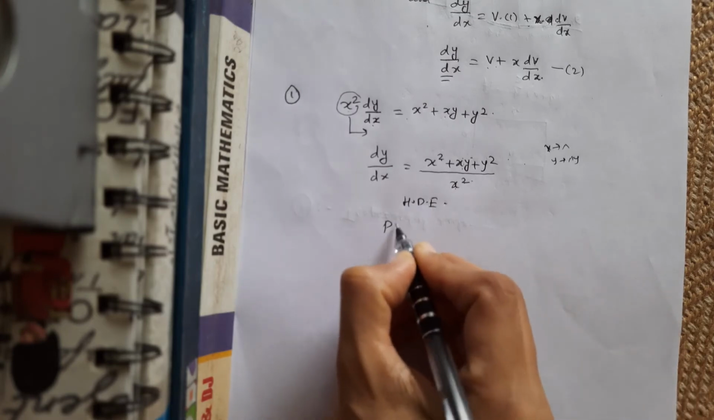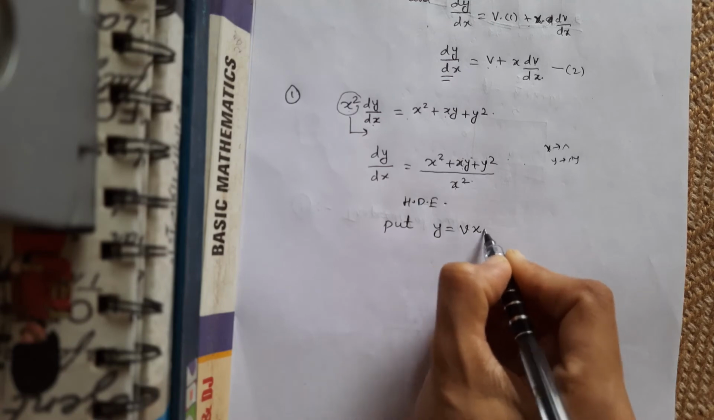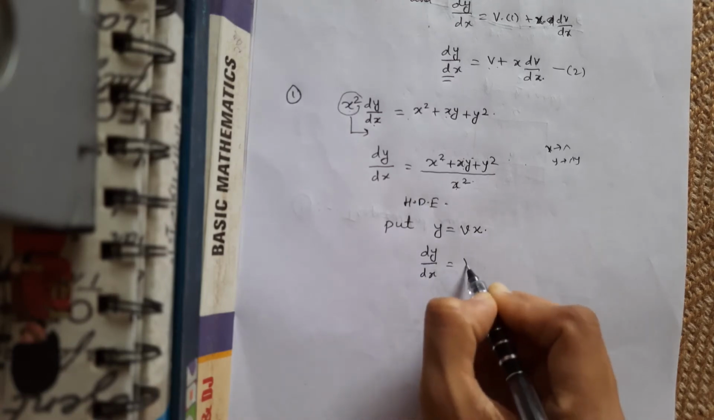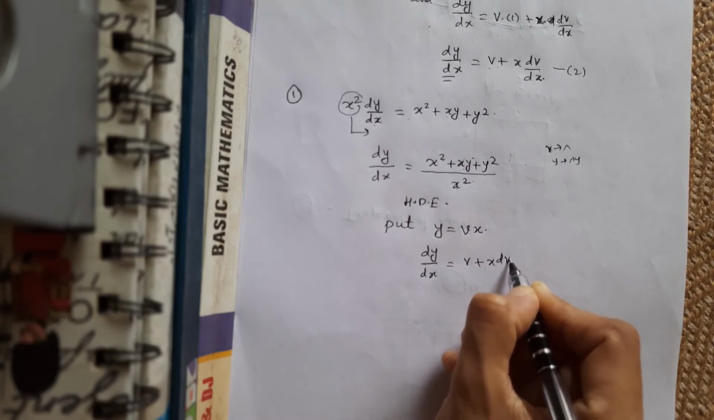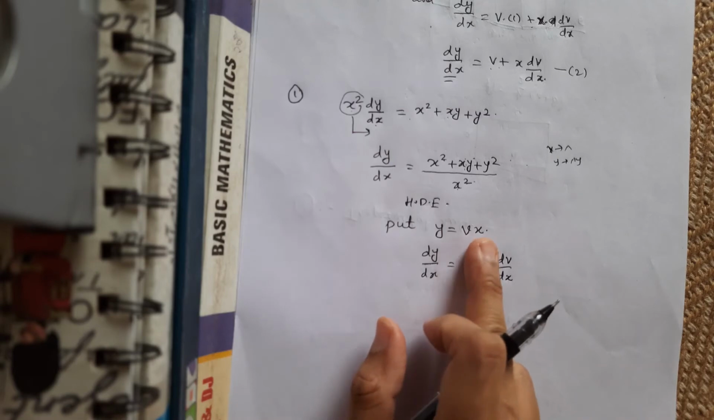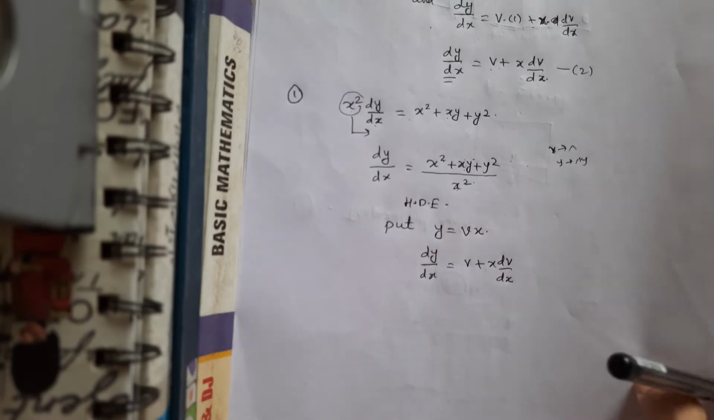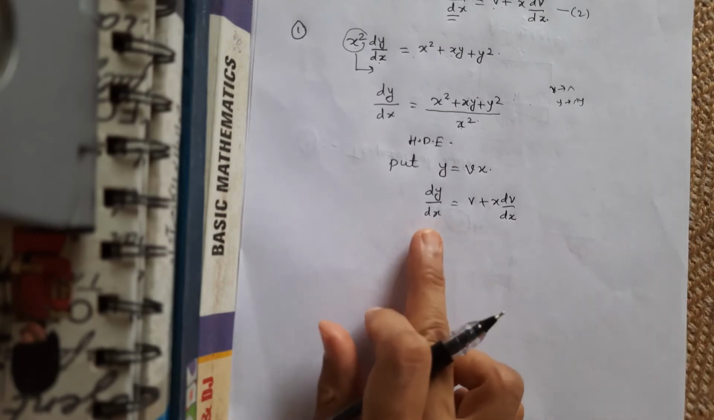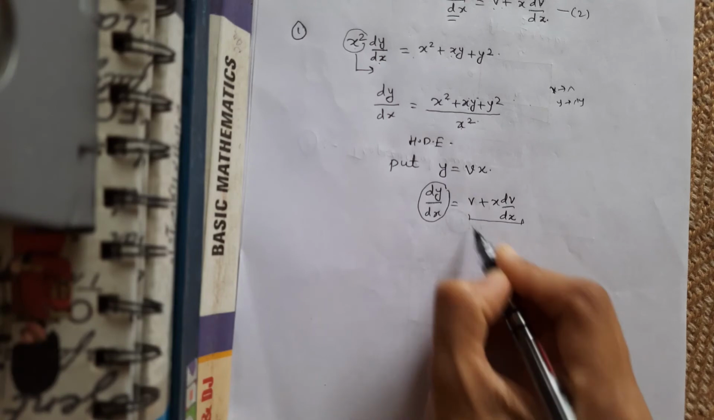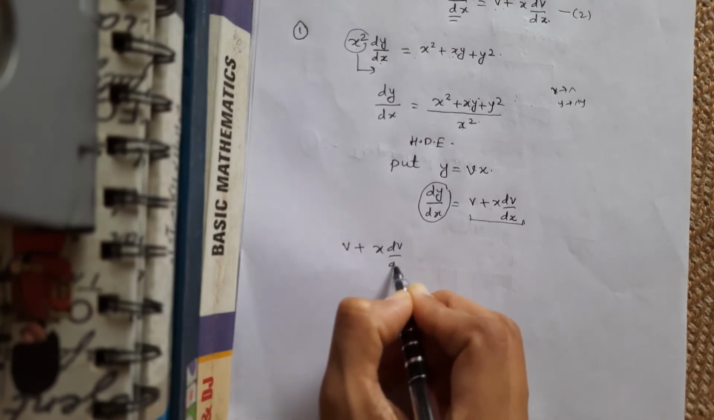Now once I identify that this is a homogeneous differential equation, I start the solution. Put y equals vx and dy by dx equals v plus x dv by dx. How do we get this term? Just differentiate it applying the product rule. Now I am replacing everything with this substitution. So instead of dy by dx, I will write v plus x dv by dx.